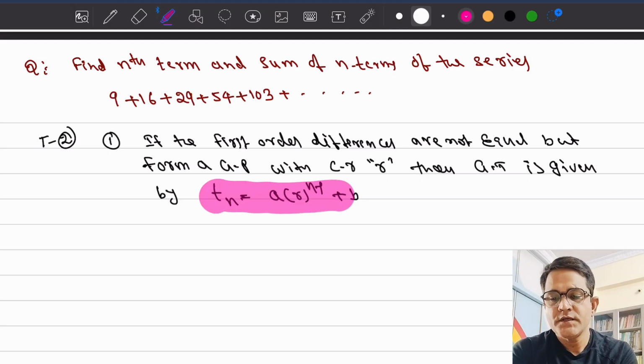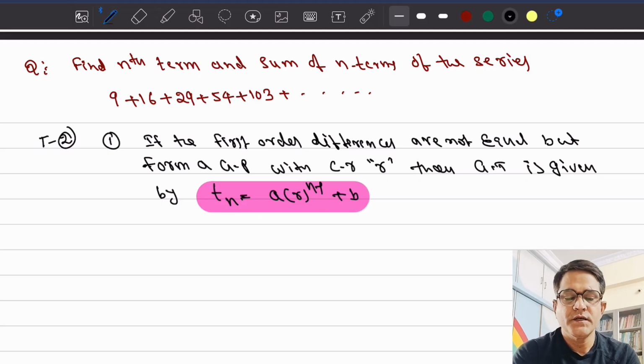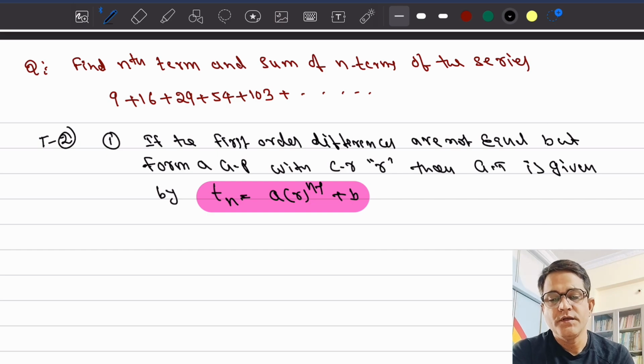If the first order differences are equal, then that comes under type 1, that is an arithmetic progression. But if first order differences are not equal but form a GP with common ratio R, then the general term is this one, A into R power n minus 1 plus B. Here R is the common ratio of the GP.